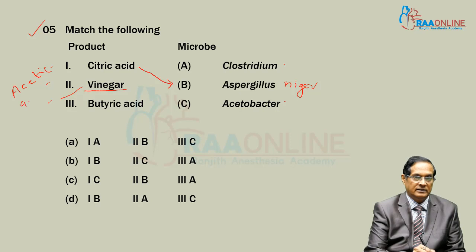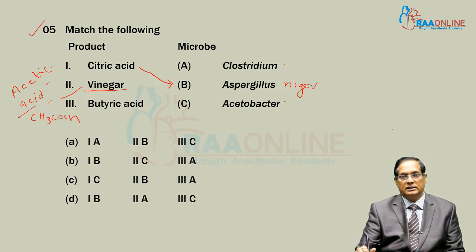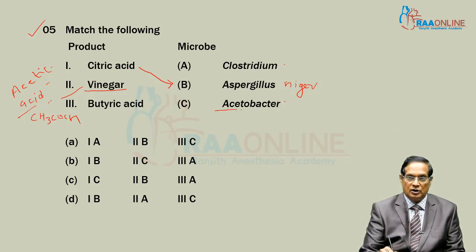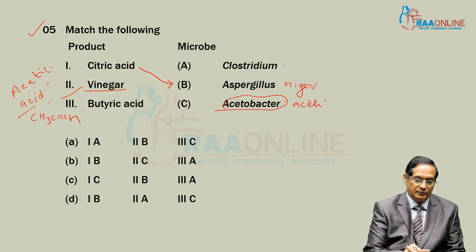Vinegar is actually acetic acid. It is used as food preservation. That is CH3COOH. And vinegar is obtained commercially from this bacteria, that is Acetobacter aceti. And the butyric acid, Clostridium butyricum.